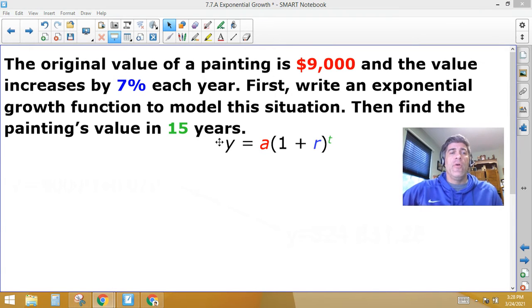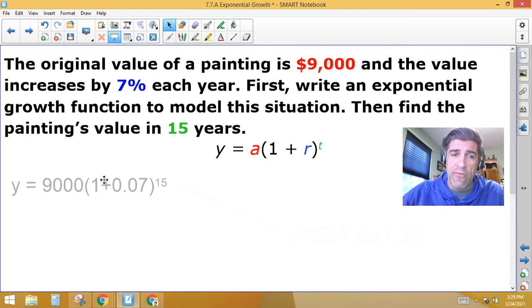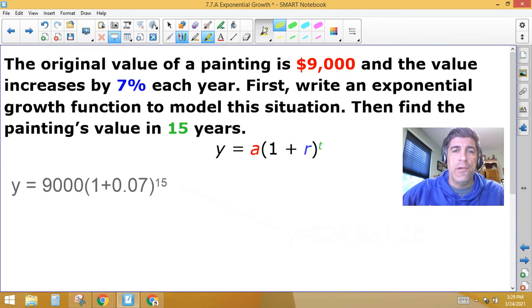So here's an example. The original value of a painting was $9,000 and it increases by about 7% a year. First, write an exponential growth function to model this. That's what you have to do first. Just write the model, then find the value after 15 years. So the first thing I'm going to do is base it off of this. I'm going to plug in my values that I have. The one I'm not going to plug in though is the 15. Mr. Stanwood, you silly. This should just be a t.